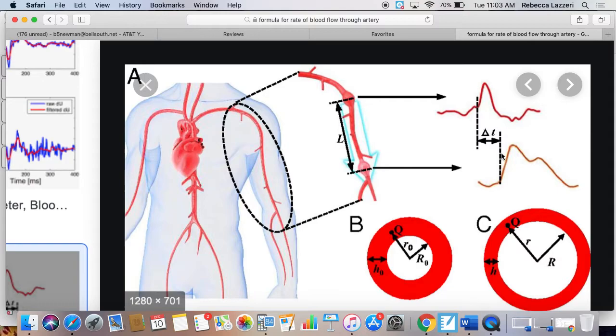So capital R is the radius, and little r is how far it is out to where the blockage is, from what I understand.